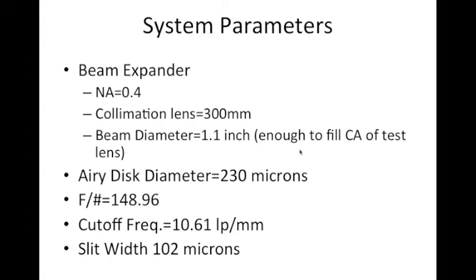Here are our beam expander numbers. We chose them such that our beam diameter was sufficient to fill the clear aperture of the test lens. We chose our Airy disk diameter to be 230 microns so that we could sufficiently scan through it with 10 micron increments with our knife edge.